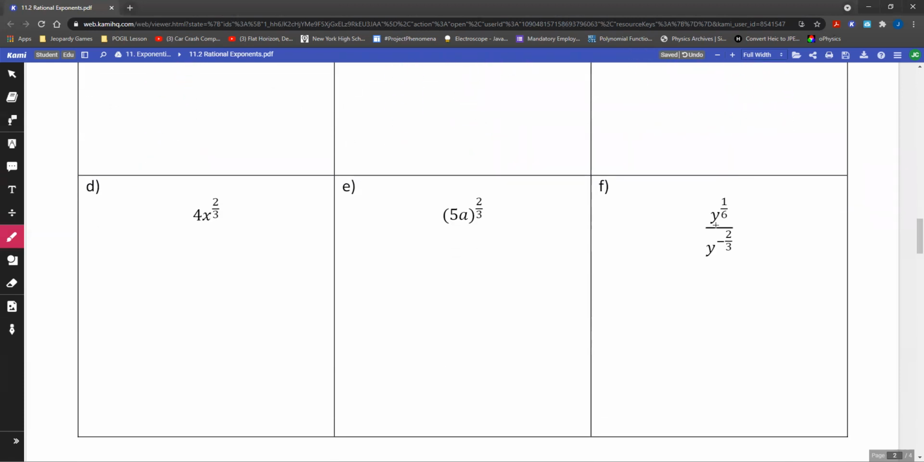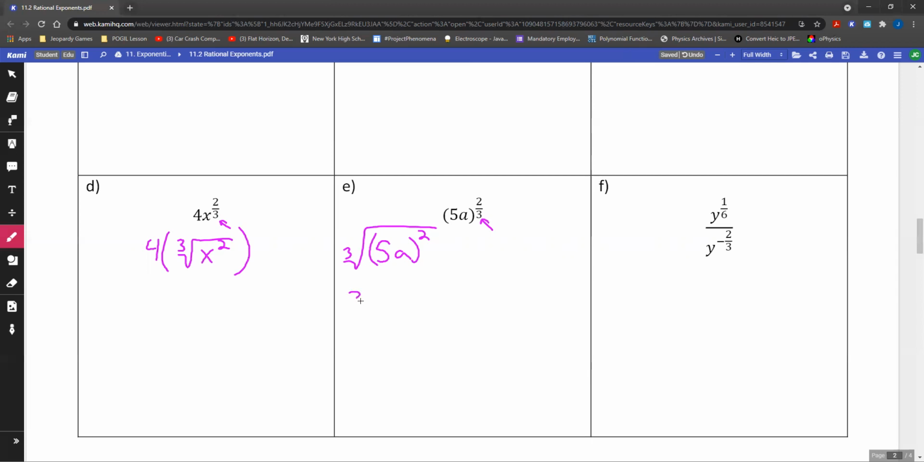Going over to these. Now, the exponent is only on the x. So I'm not looking at the 4. The 4 is actually outside. The 3 in the denominator tells me it's a cube root, and my power is 2. This time, the 2/3 is on the outside of the parentheses. So both terms are getting the 5a squared cube root. So the 3 in the denominator tells me it's a cube root. The square up top is the power.